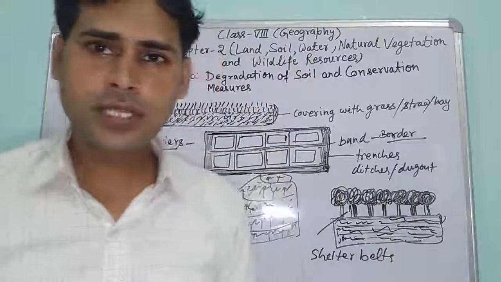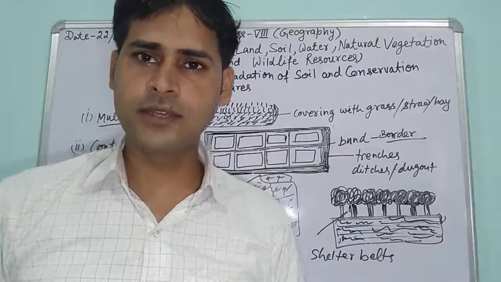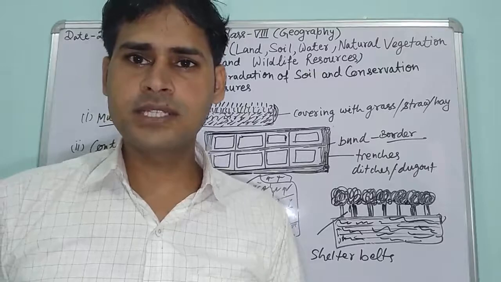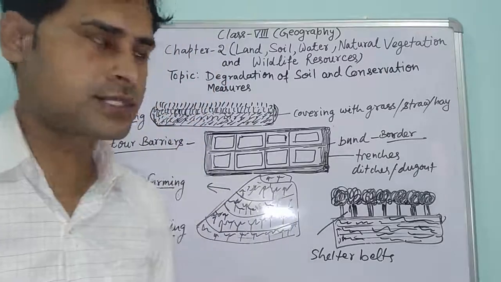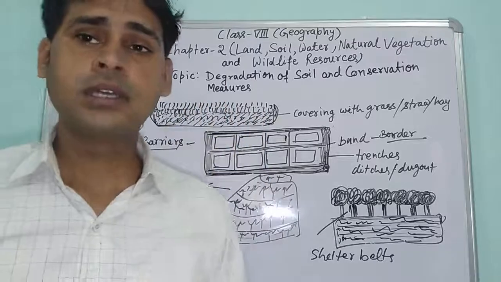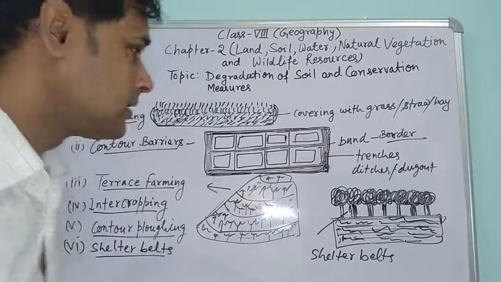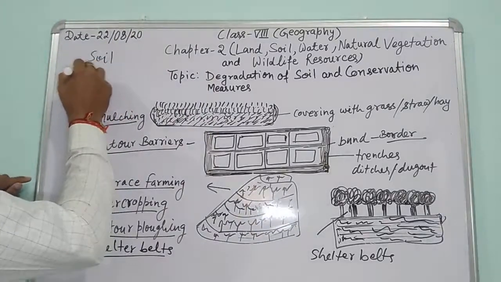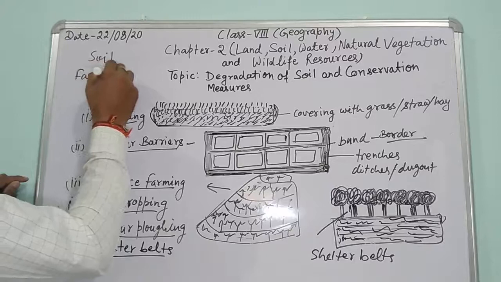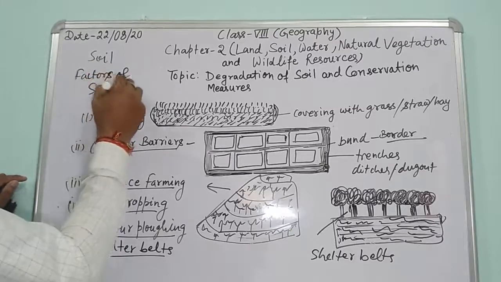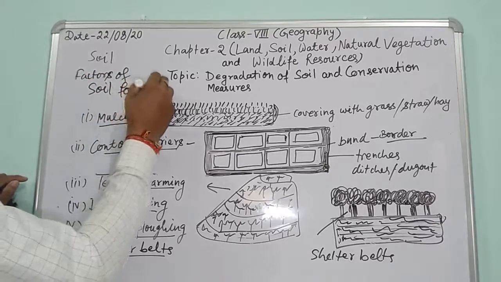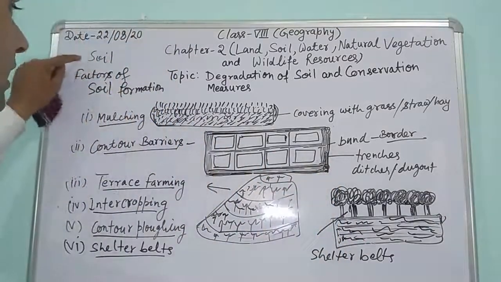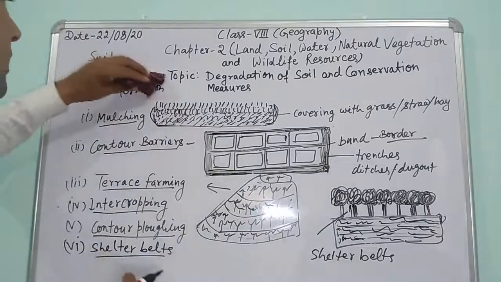Hello students, today we will study class 8th geography chapter number 2: land, soil, water, natural vegetation and wildlife resources. Previously we have discussed soil and factors of soil formation. Okay, means in the previous class we discussed soil and factors of soil formation.